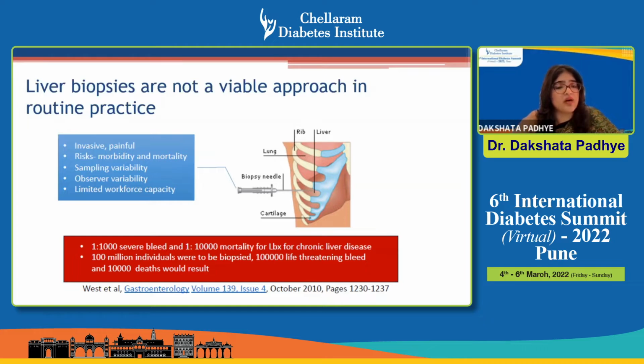So 1 in 1,000 patients can have a severe bleed, and 1 in 10,000 patients have mortality risk. So if 100 million individuals were to be biopsied, then almost 1 lakh life-threatening bleeds and 10,000 deaths can occur. So this is the kind of risk liver biopsy can pose for any simple NASH patient, NAFLD patient. So what do we do now? How do we go about it?